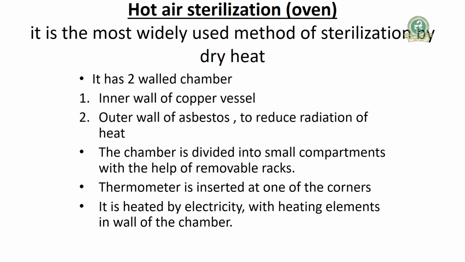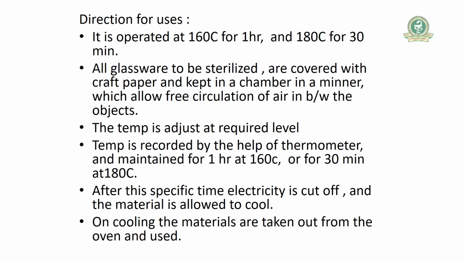A thermometer is inserted at one corner of the oven. It is heated by electricity with a heating element in the wall of the chamber. Directions for use. It is operated at 160 degrees centigrade for 1 hour and 180 degrees centigrade for 30 minutes. All glassware to be sterilized is covered with crepe paper and kept within the chamber in such a manner which allows free circulation of air in between the objects.